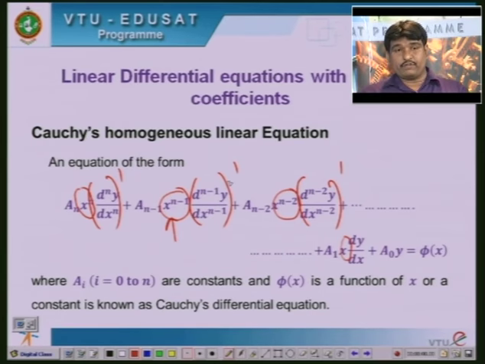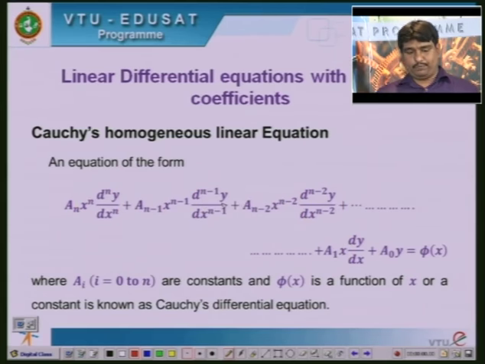To solve such equations, first of all we have to think of substitutions which reduce these equations to linear differential equations with constant coefficients, or else we may have to go with numerical techniques to solve them. Now there are two special categories which can be easily solved using standard substitutions. The first one is Cauchy's differential equation.